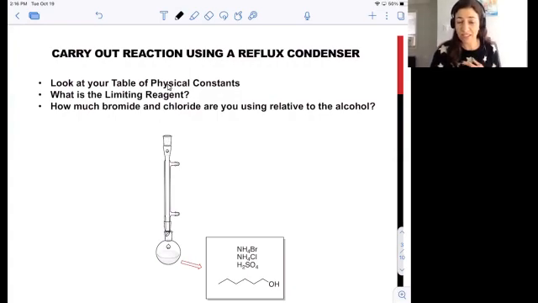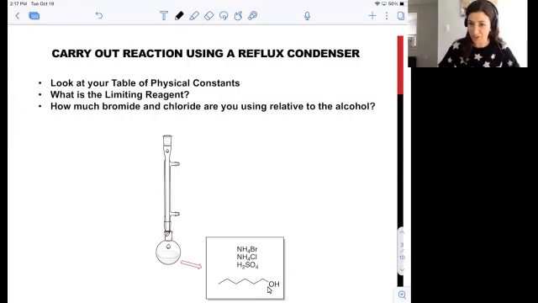In order to be very prepared to set up your reaction, go ahead and fill in the table of physical constants that you'll find in the lab manual as part of your pre-lab reading. You'll determine the number of moles of the ammonium bromide, ammonium chloride, and 1-hexanol that you're using. This will allow you to identify the limiting reagent and think about how much bromide and chloride you're using relative to the alcohol. And we'll verify these numbers and discuss why we choose this stoichiometry at the start of lab.